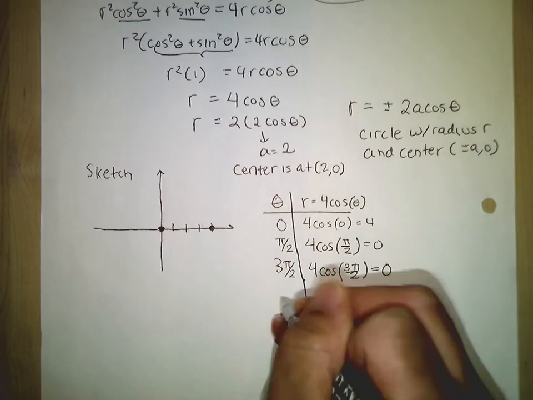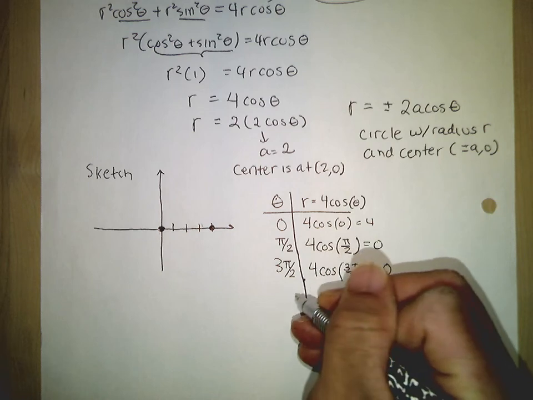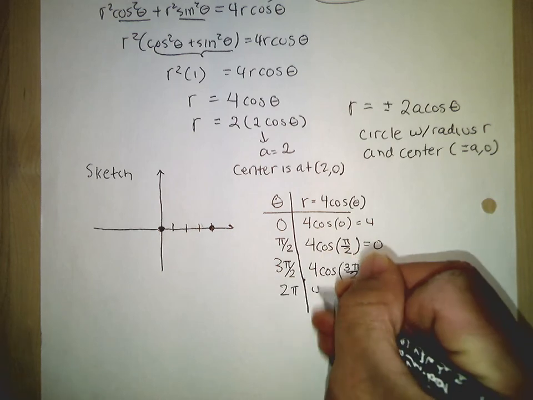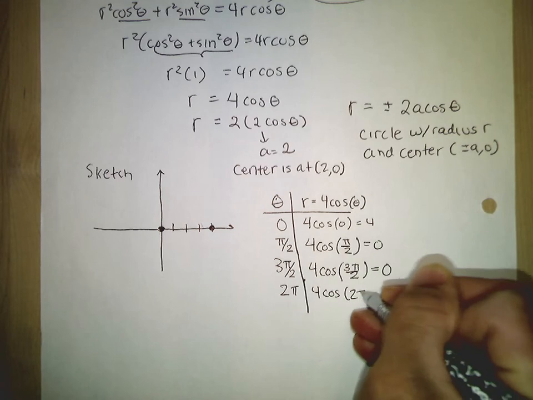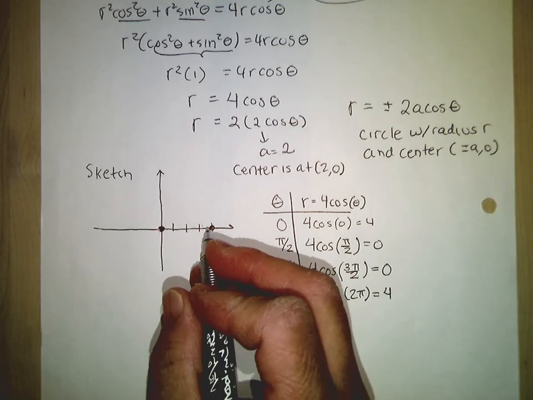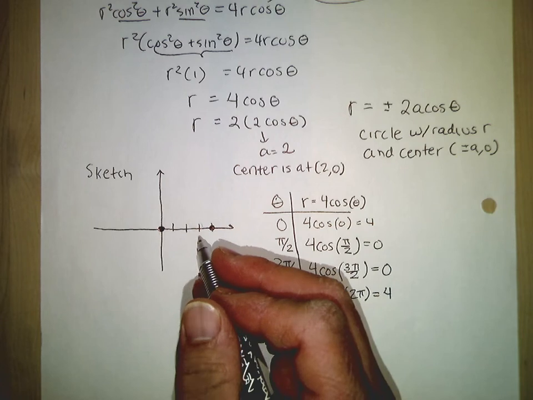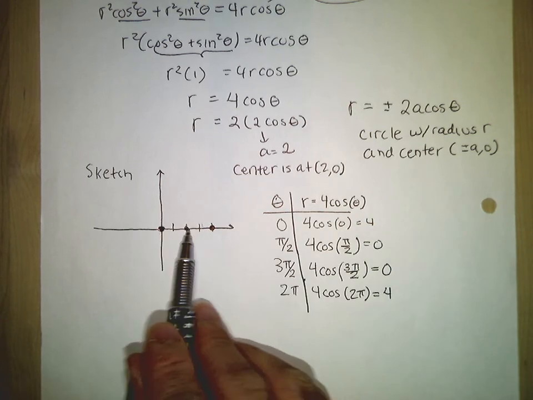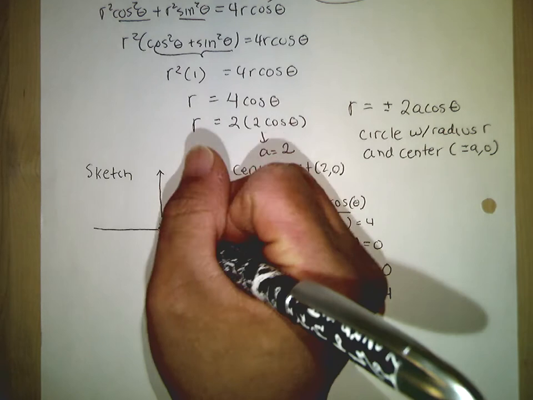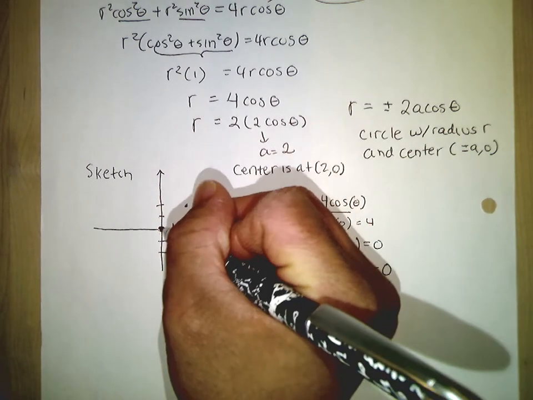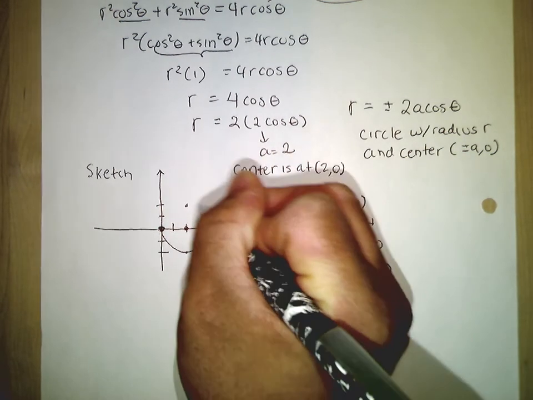Let's try, say, even 2 pi, 4 cosine of 2 pi. That will give us 4. So we're back to where we started. So this is obviously a circle, and we know this is the center. Now we can see that it had a radius of 2. And this is what it looked like.